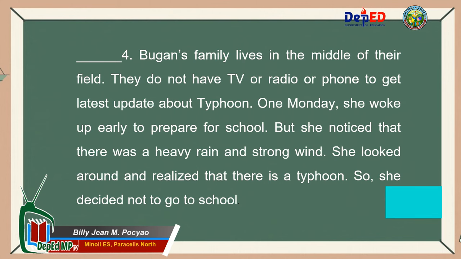Number 4. Bugan's family lives in the middle of their field. They do not have TV or radio or phone to get the latest update about the typhoon. One Monday, she woke up early to prepare for school, but she noticed that there was heavy rain and strong wind. She looked around and realized that there is a typhoon. So, she decided not to go to school. The correct answer is check.